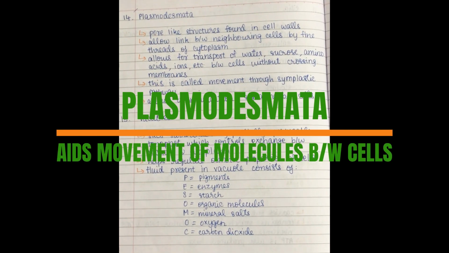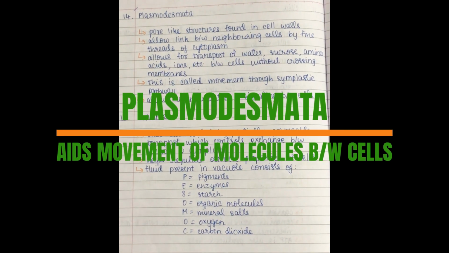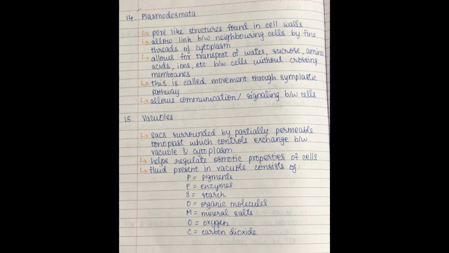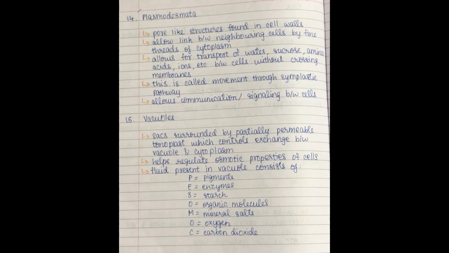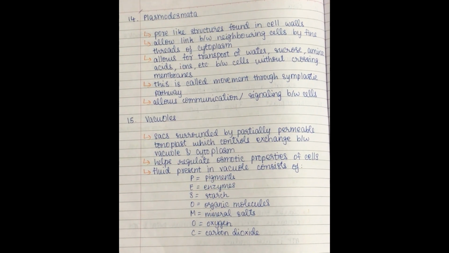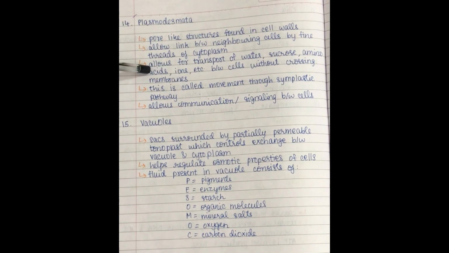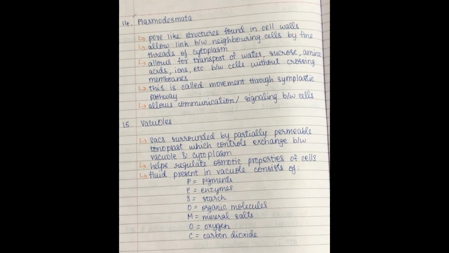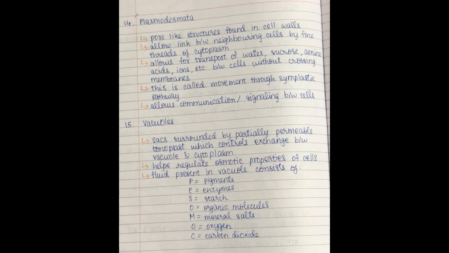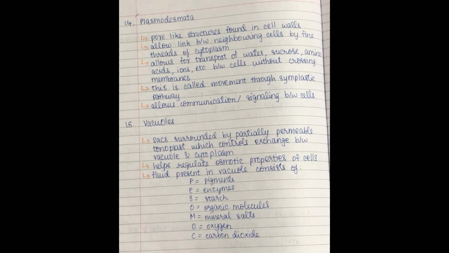Now, plasmodesmata is a new structure that you will be learning. They are pore-like structures found in the cell wall of cells. The role of plasmodesmata is to allow a link between neighboring cells by fine threads of cytoplasm. It allows the transport of water, sucrose, amino acids, ions, etc. between cells without crossing membranes, and this kind of movement is called the symplastic pathway. Plasmodesmata also allow communication or signaling between cells.